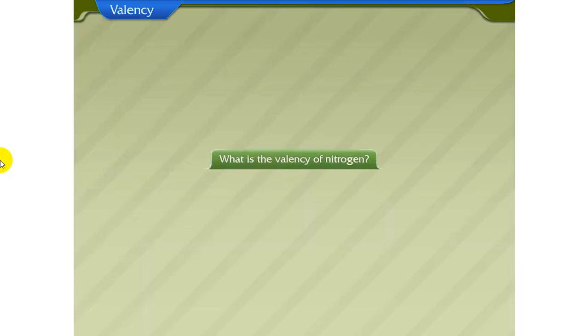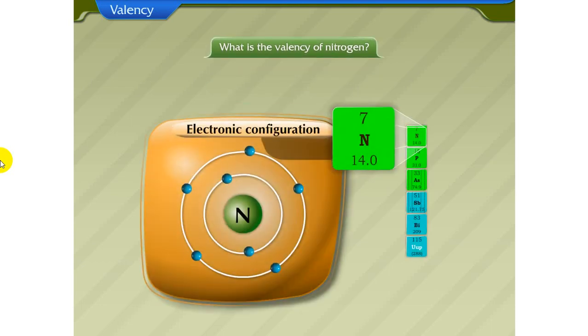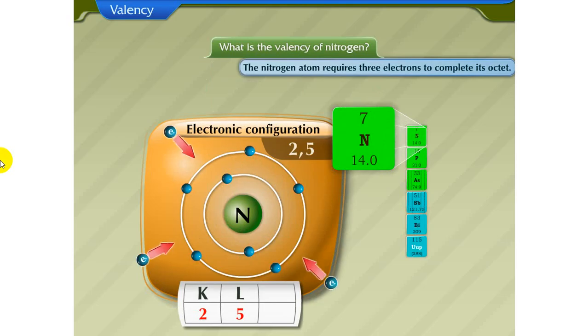What is the valency of nitrogen? The atomic number of nitrogen is 7. So, its electronic configuration is 2, 5. The nitrogen atom requires 3 electrons to complete its octet. Thus, its valency is 3.